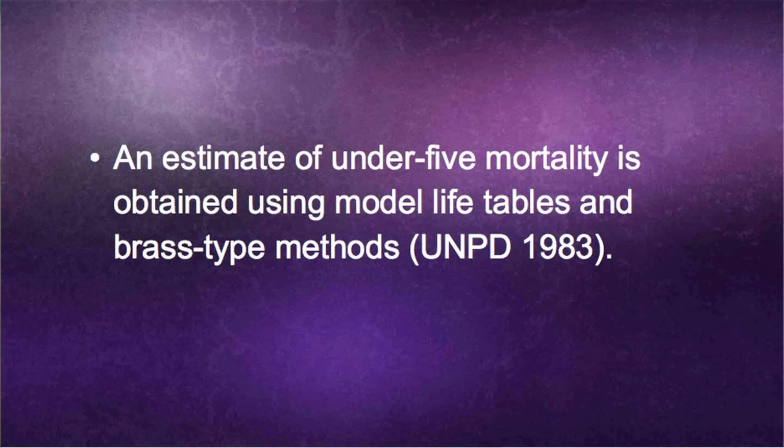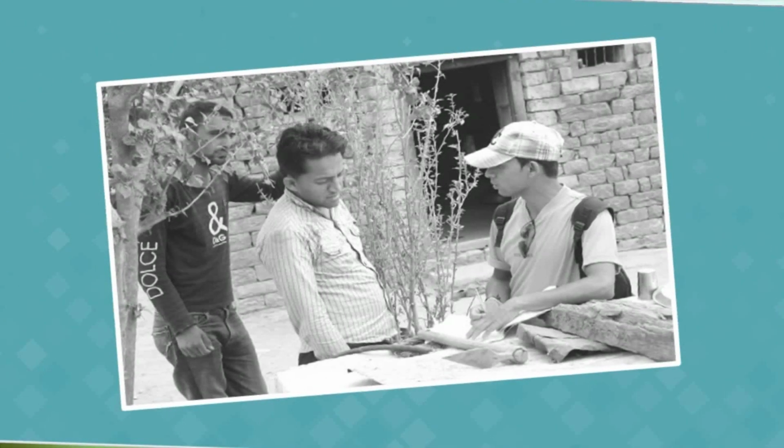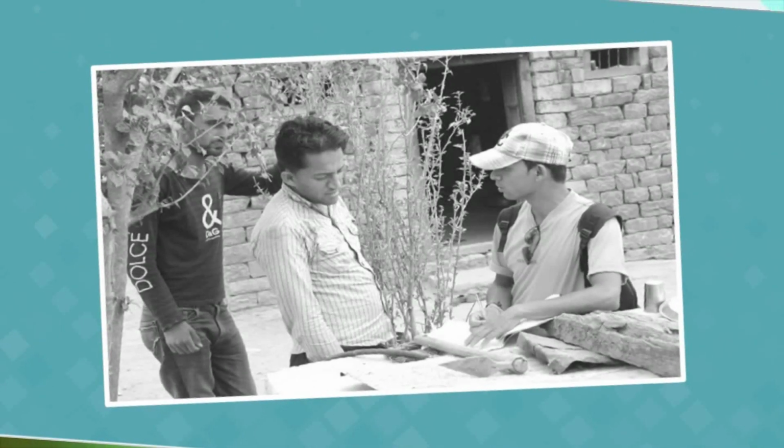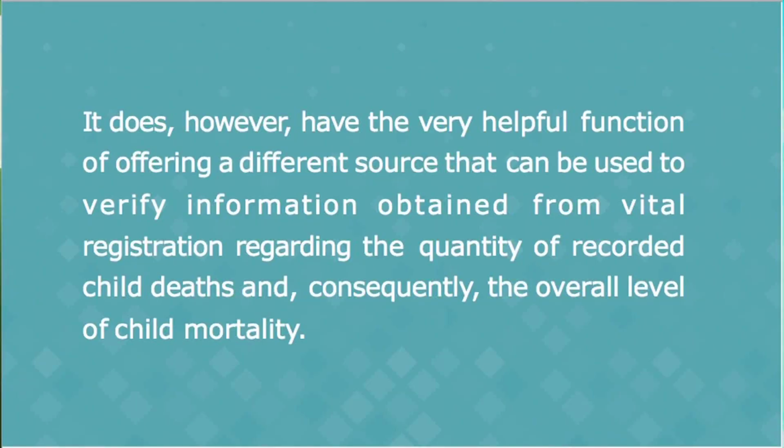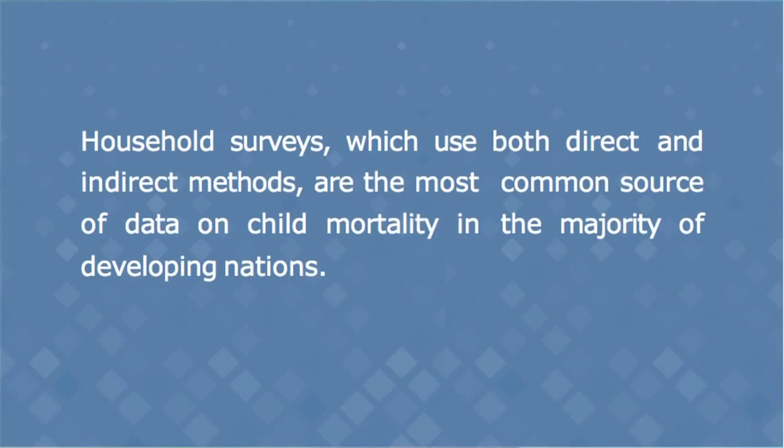However, since the census only takes place once every 10 years by definition, it's not a reliable source of data for continuous observation. It does, however, have the very helpful function of offering a different source that can be used to verify information obtained from vital registration regarding the quantity of recorded child deaths and consequently the overall level of child mortality. Household surveys, which use both direct and indirect methods, are the most common source of data on child mortality in the majority of developing nations.